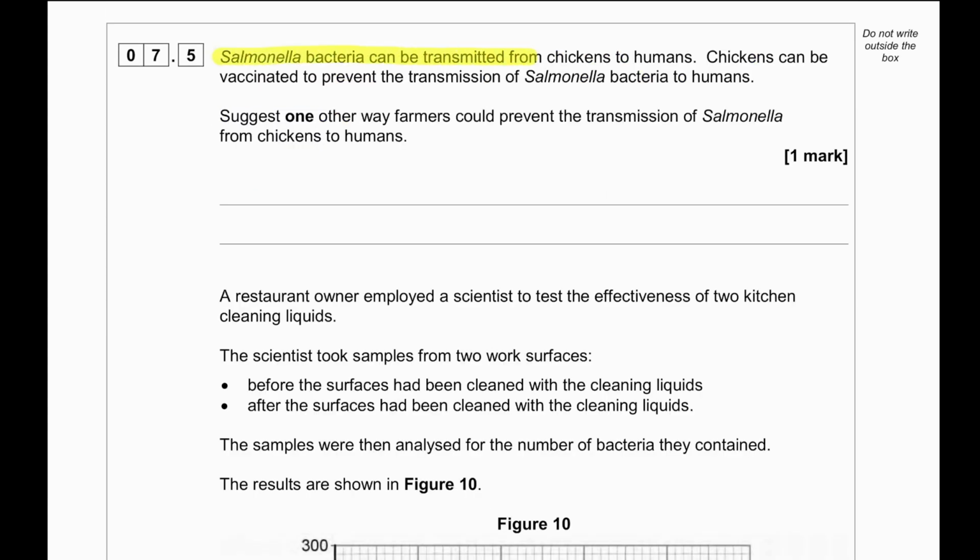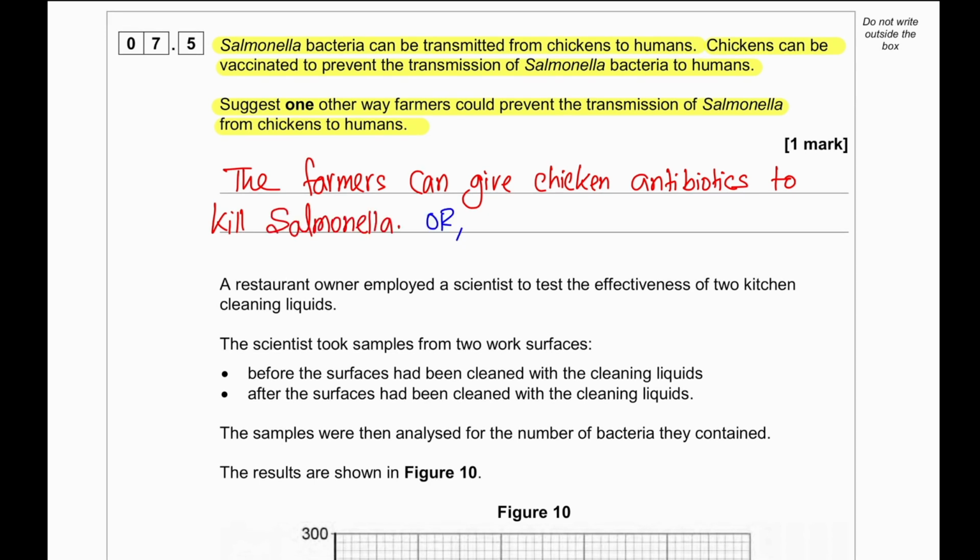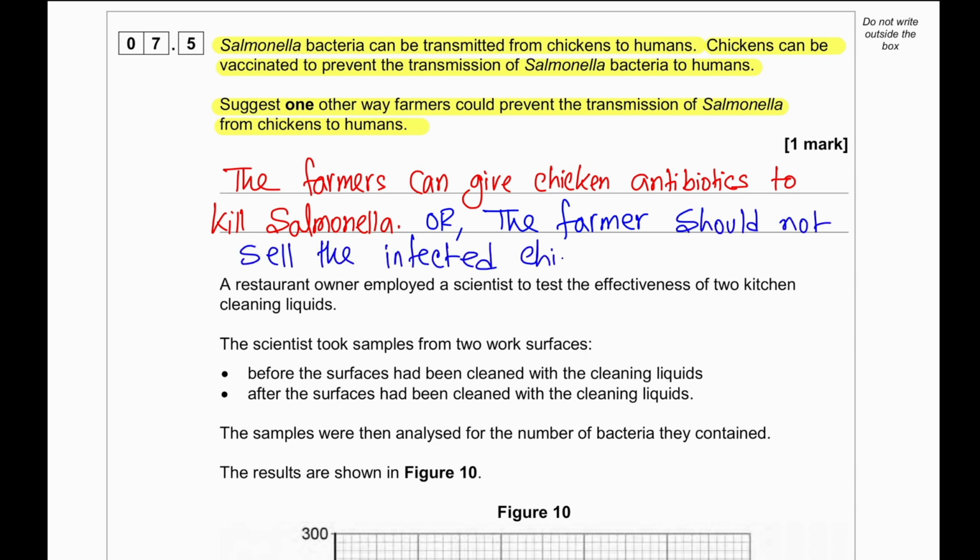Salmonella bacteria can be transmitted from chickens to humans. Chickens can be vaccinated to prevent the transmission of Salmonella bacteria to humans. Suggest one other way farmers could prevent the transmission of Salmonella from chickens to humans. The farmer can give chickens antibiotics. In that way, the Salmonella bacteria will be killed. Another way is that the farmer should not sell the infected chickens that have Salmonella, or the farmer should keep the infected chickens isolated from other chickens.